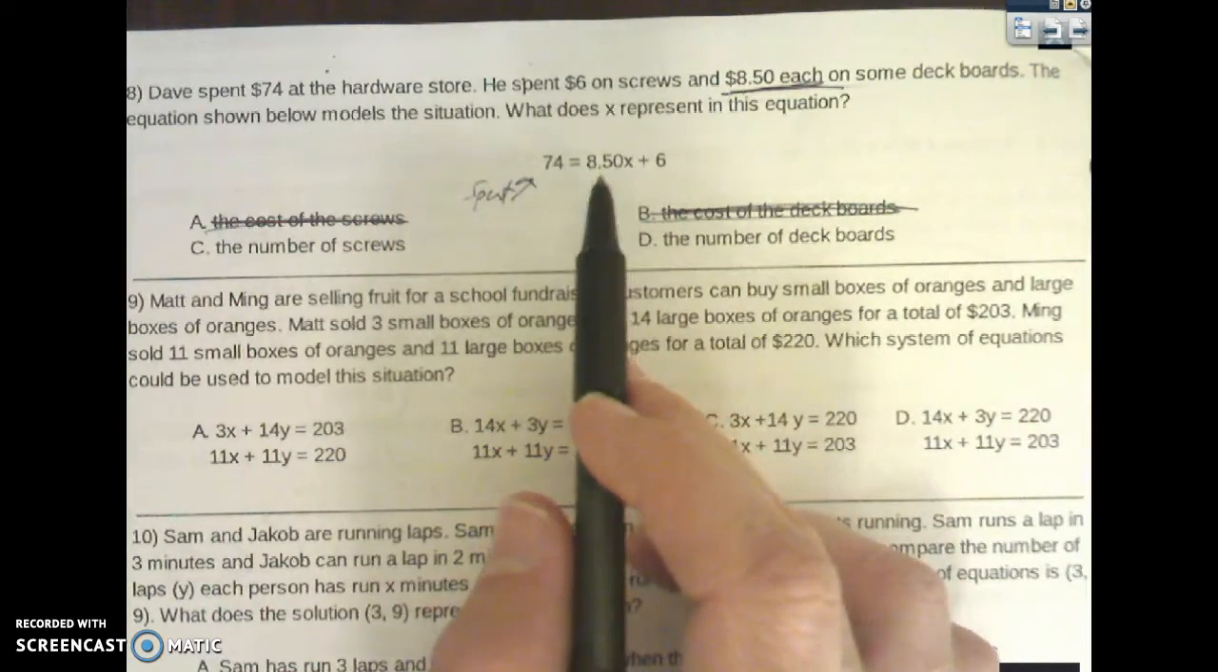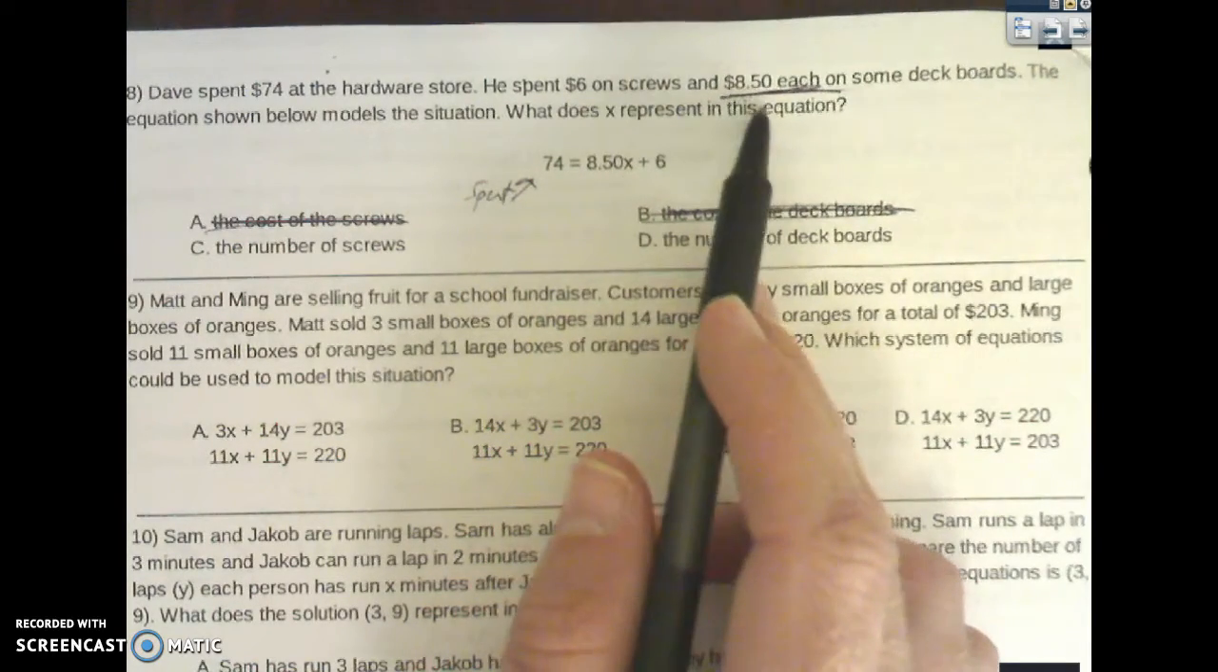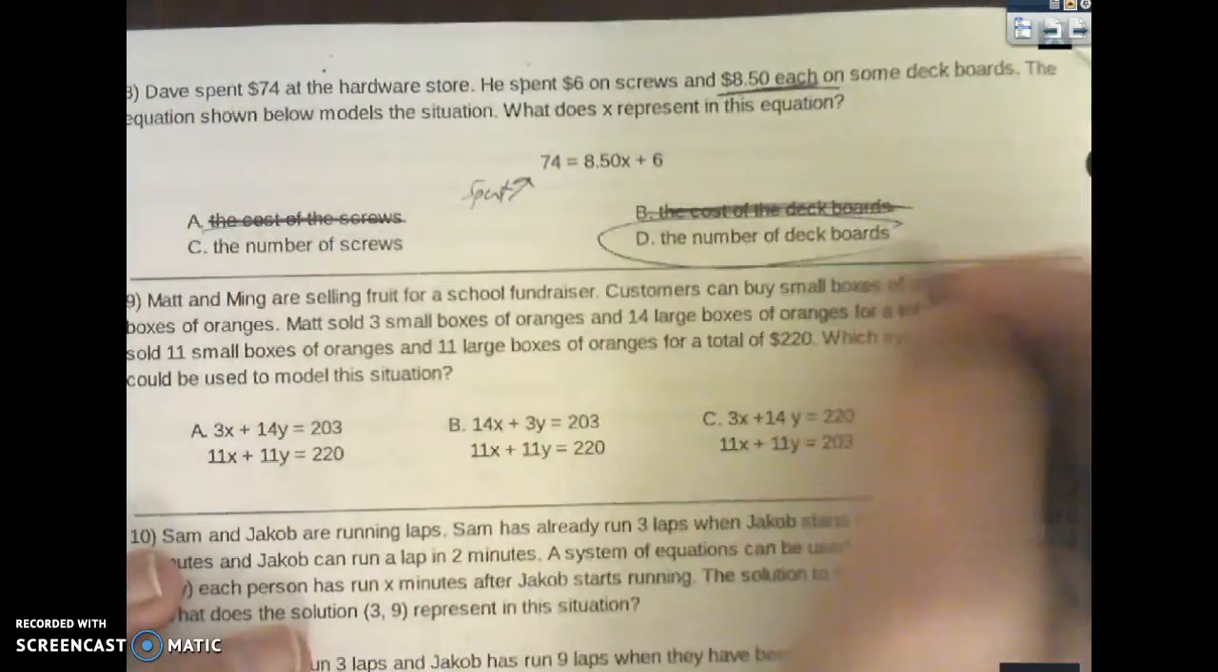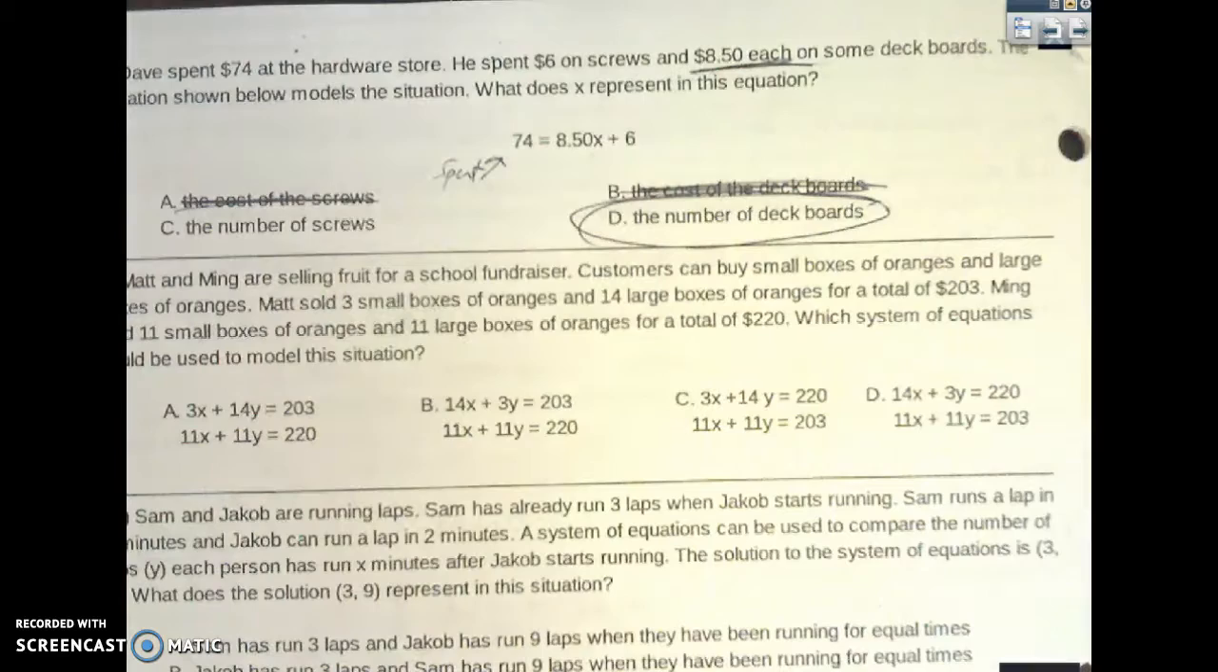Well, check out how it's $8.50 times X, right? $8.50 each on some deck boards. X just represents the number of deck boards. All you're doing there is playing like a detective and sleuthing around to get the correct answer. Okay? You're reading the problem, helping yourself out.